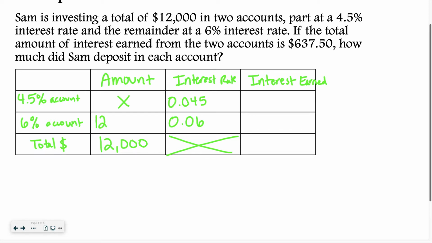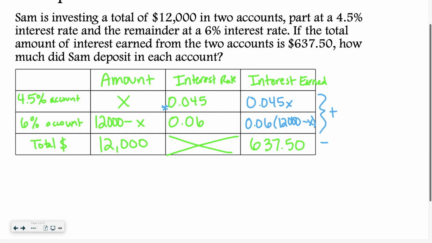So then for the 6%, you take the total and you subtract however much was in the 4.5% account. Then just like before, you multiply across. So we have 0.045x. I have 0.06 times 12,000 minus x. And then we know the total amount of interest earned was $637.50. So again, I take my top 2, add them, and set it equal to the bottom.